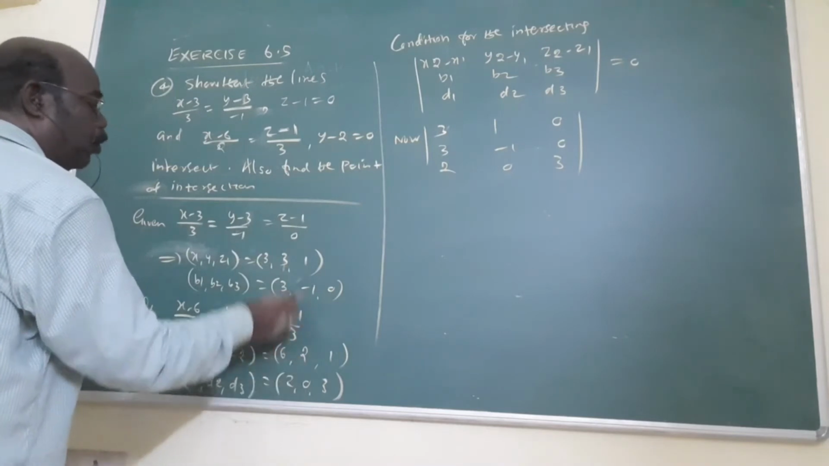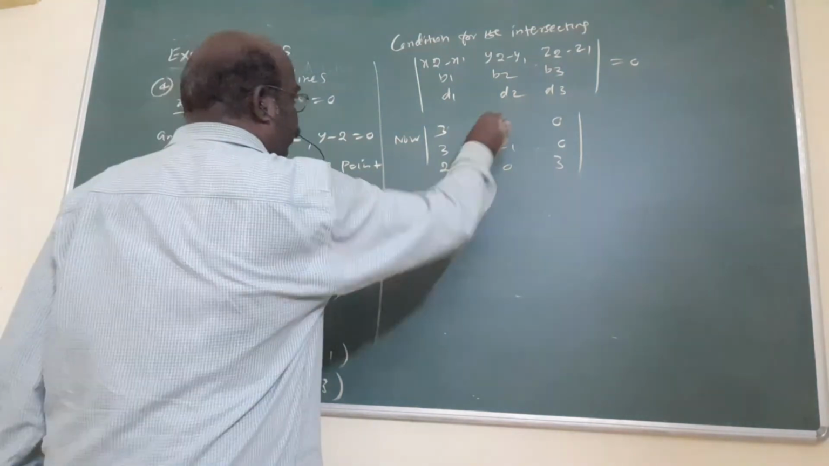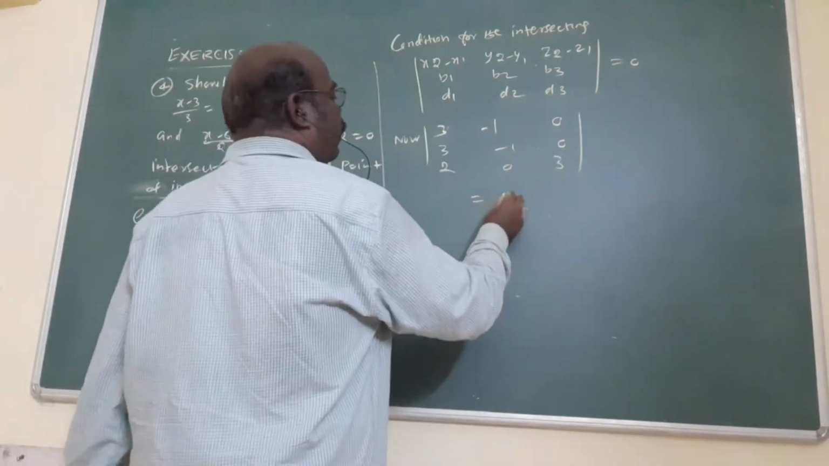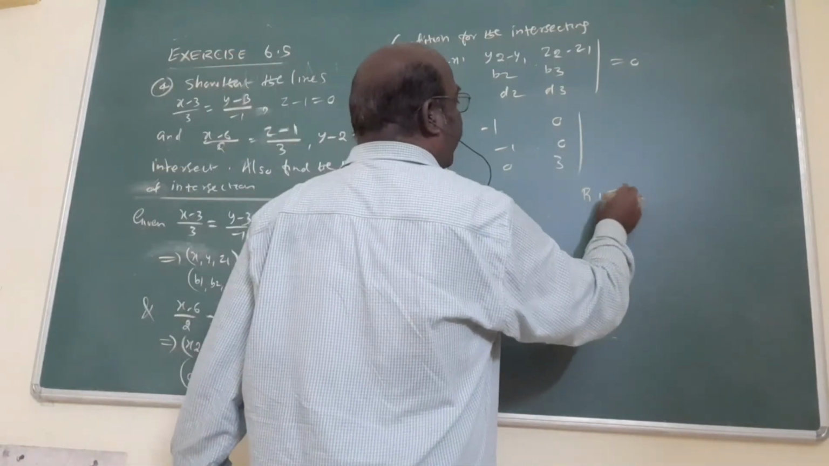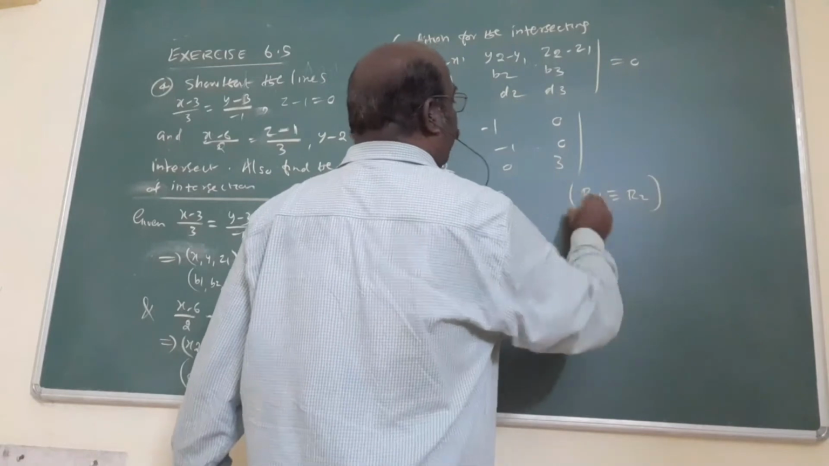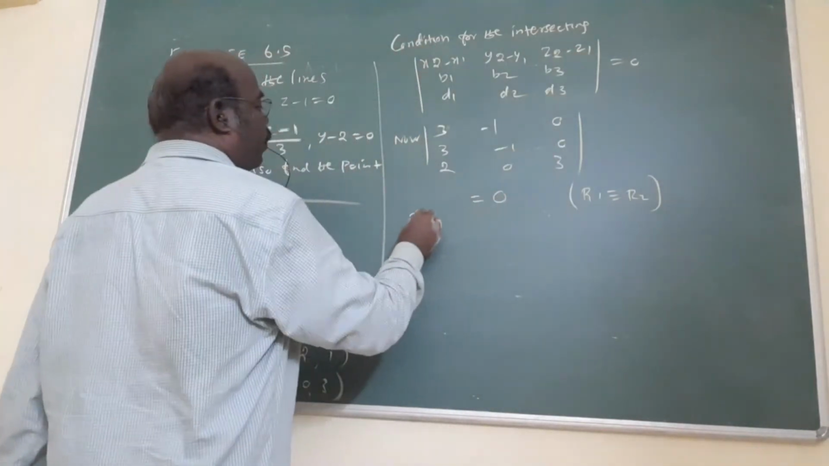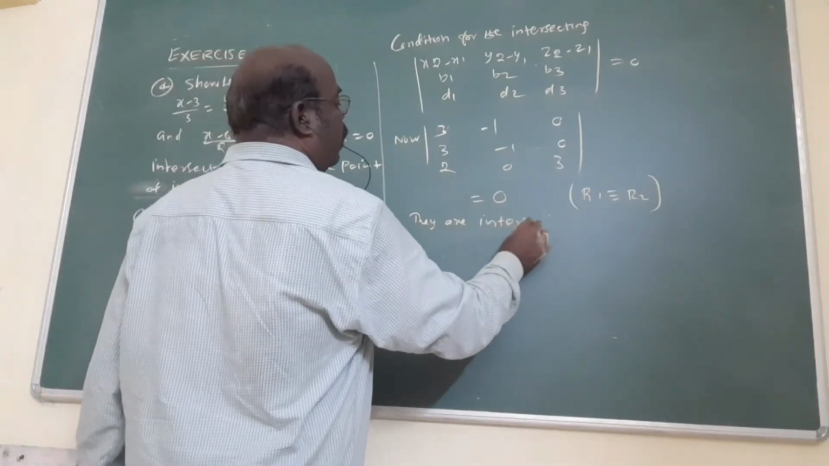Next y2 minus y1, 2 minus 3 is minus 1. Now automatically this is 0. What is the reason? R1 and R2 are identical. Am I right? Without expansion, you can put that as 0. The determinant of this is equal to 0. Therefore, they are intersecting lines. First part over.